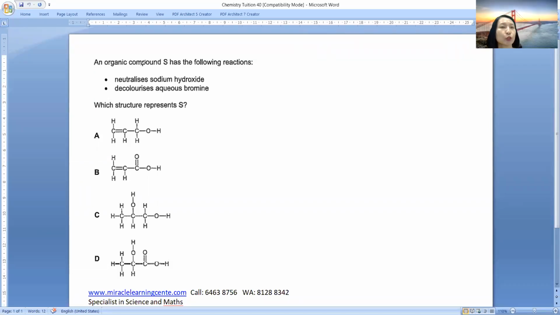Let us look at this chemistry question. An organic compound S has the following reactions. It neutralizes sodium hydroxide and it decolorizes bromine. Okay, what compound neutralizes sodium hydroxide? Do you know what compound neutralizes sodium hydroxide? Yes, you're correct. It should be an acid. So acid, you will need to look for your COOH functional group.